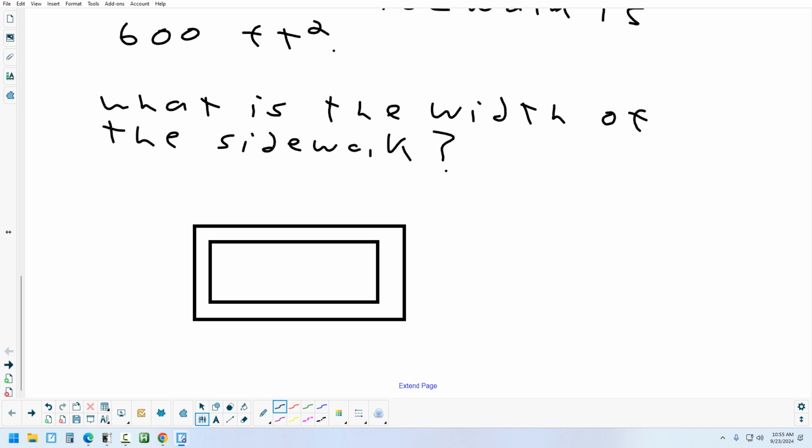Okay, so this area, that's the pool. What's around it is the sidewalk. It's supposed to look the same all the way around. Mine's not perfect, but that's okay.